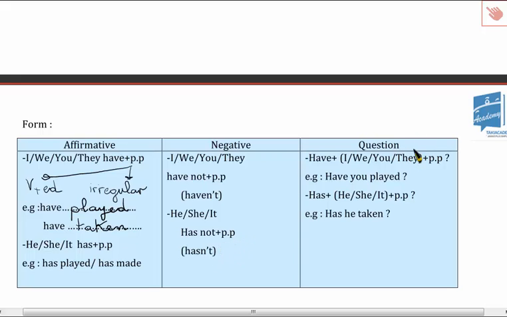If you like to make a question, you will use have plus I, we, you and they plus past participle. So have you played? Has with he, she and it plus past participle. For example, has he taken?